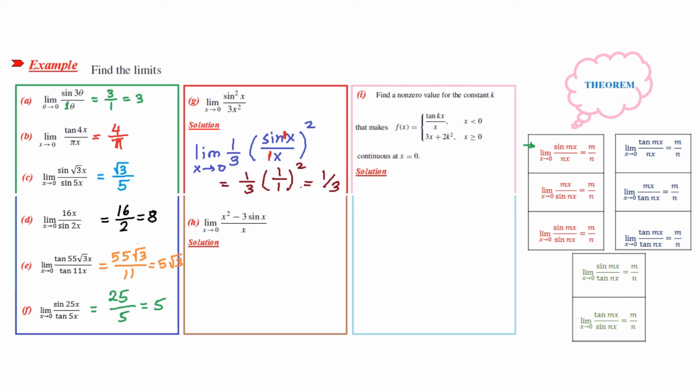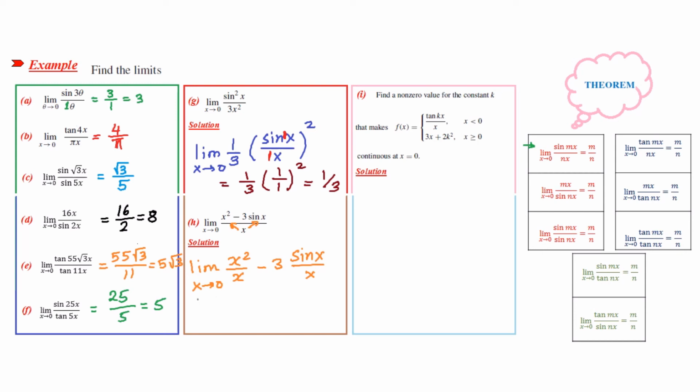Now for the next one, part H, we have the limit of x squared minus 3 sine x divided by x. Firstly, you have to distribute x first and x second. So we have the limit of x squared divided by x minus 3 sine x divided by x when x goes to 0. And since we have subtraction here, you can distribute the limit for the first one and second one. Now for the first term, we have x squared divided by x, which is equal to x.